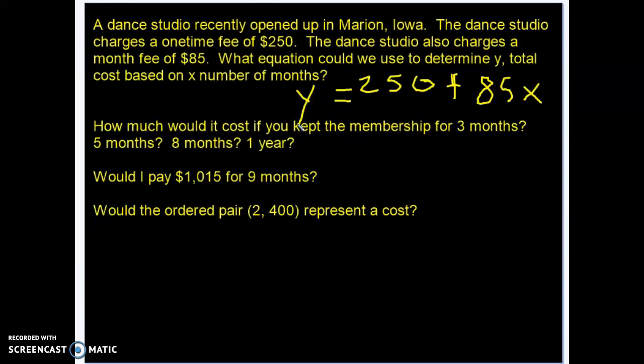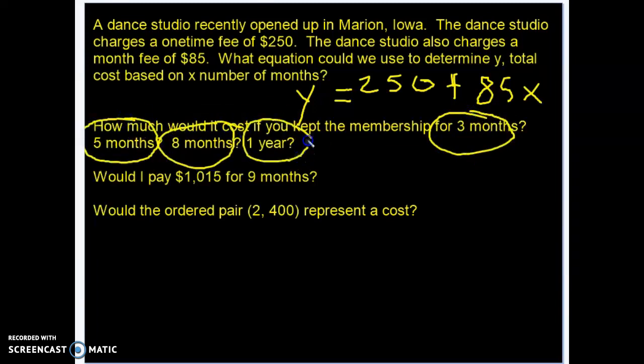So right now I want you to figure out what would the ordered pair be for 3 months, for 5 months, for 8 months, or for 1 year. So go ahead and pause it, figure out your ordered pair. So in the form of x comma y. So your first ordered pair is going to start off as 3, comma, something.